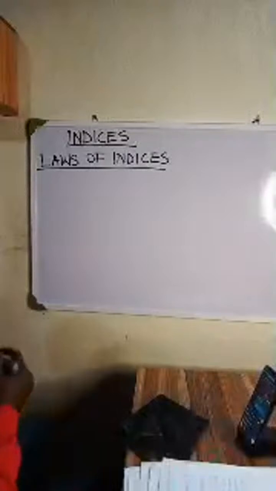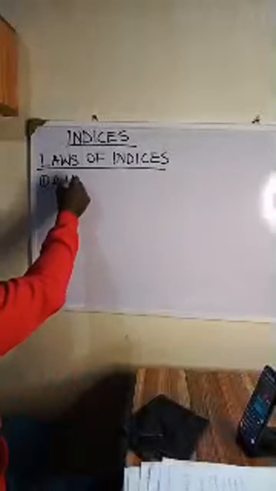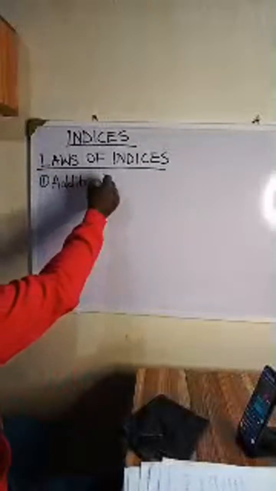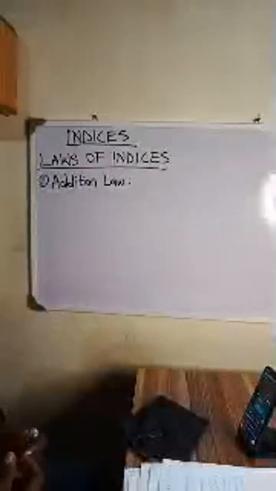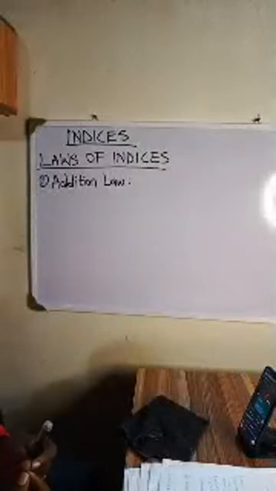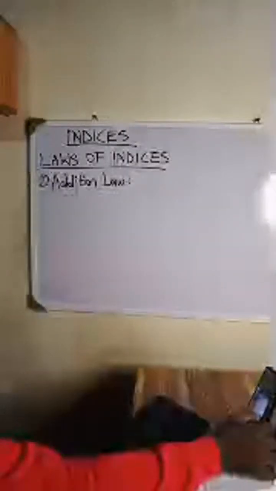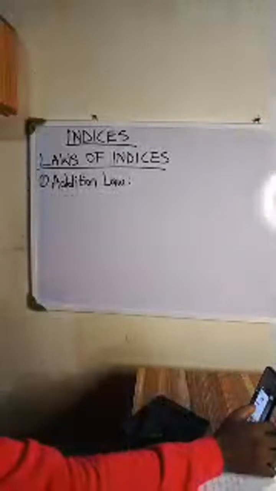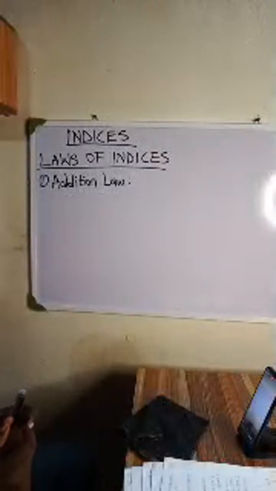Okay, so the first law of indices we are going to be looking at is the addition law. The addition law states that when you are multiplying two index numbers with the same base, all you need to do is add the powers or add the exponents.